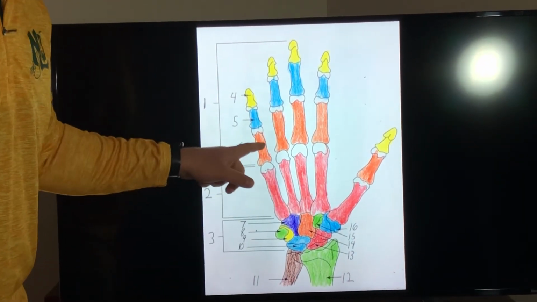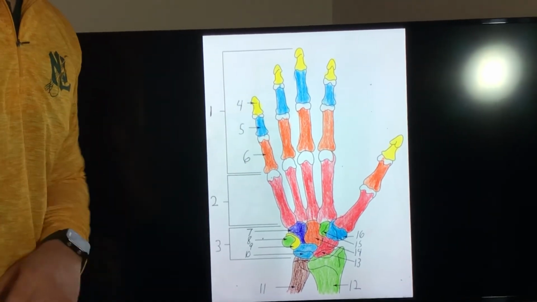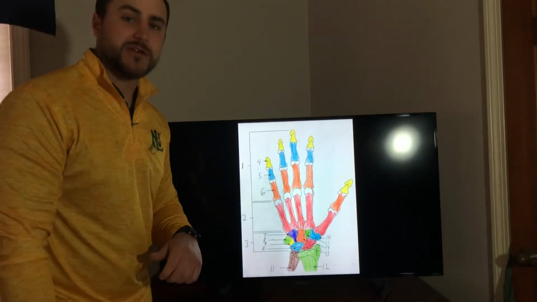Metacarpals, proximal, middle, distal, phalanges. All right, and that is your hand bones.